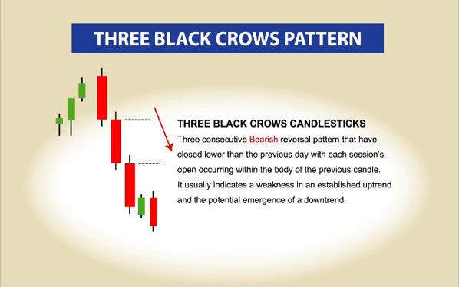Three black crows pattern. Three consecutive bearish reversal candles that have closed lower than the previous day, with each session's open occurring within the body of the previous candle. It usually indicates weakness in an established uptrend and the potential emergence of a downtrend.